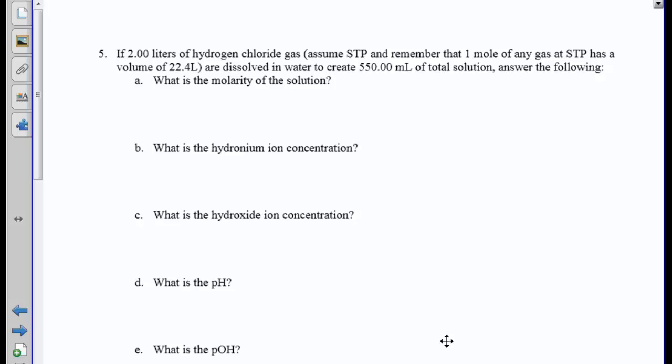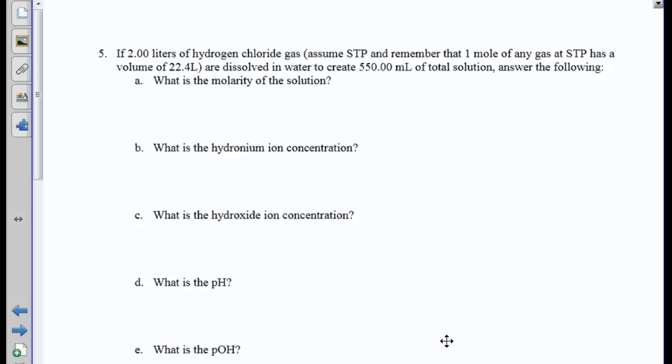If you would take out your optional practice test and turn to number 5, I would like to go over a couple problems with you utilizing the information that we've learned over the past few days. Number 5 says that we have 2 liters of hydrogen chloride gas being dissolved in water, creating a solution with a total volume of 550 milliliters. And we're asked to answer some questions about that solution.